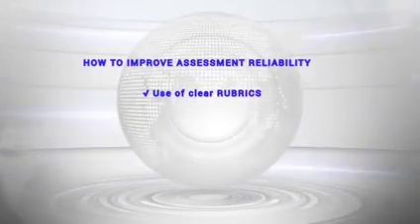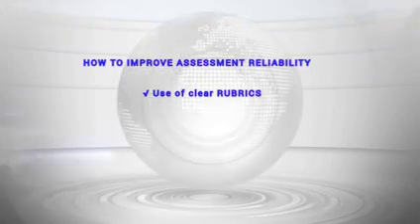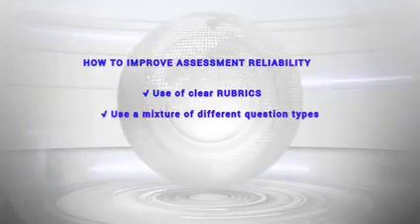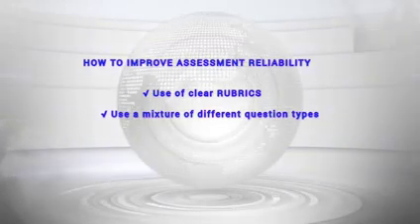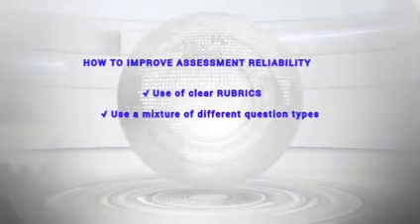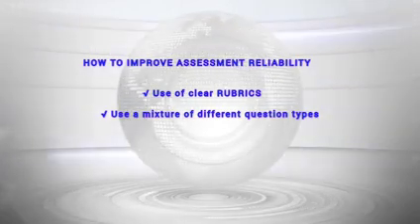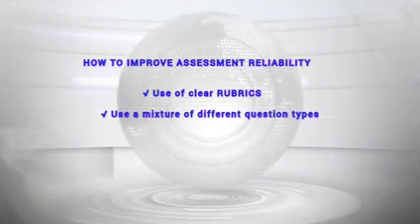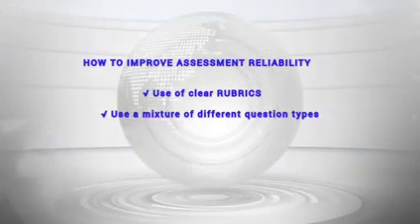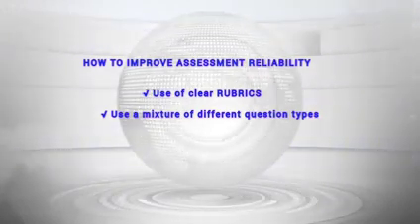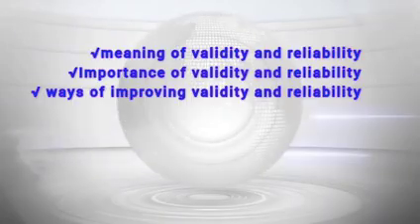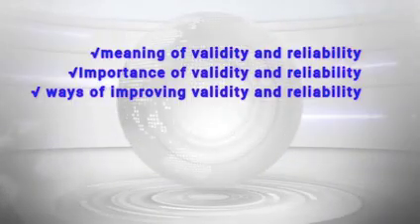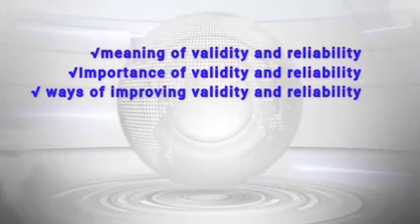Another tip that can help improve the reliability of our assessment is to use a variety of question types, as in a mixture of question types like multiple choice questions, short answer questions, and essay questions. This reduces the risk of bias and gives you a more complete picture of student learning. So there we have it, a quick introduction to validity and reliability, and also some tips to help you improve your assessment.